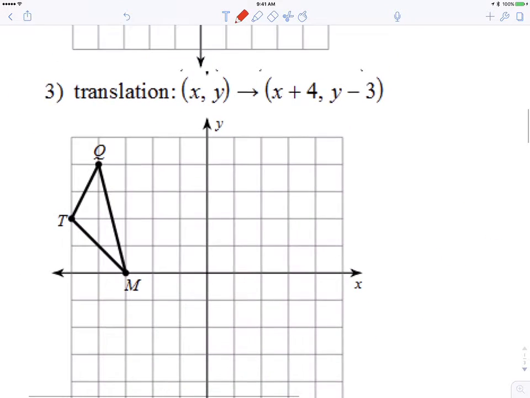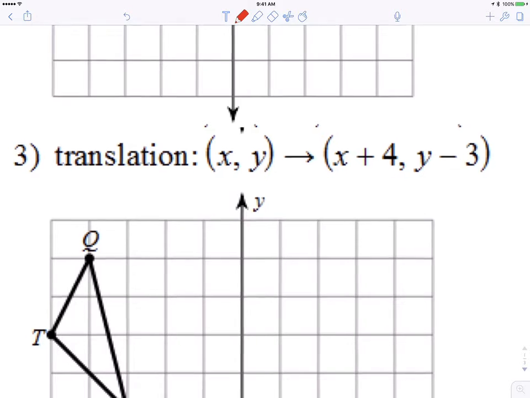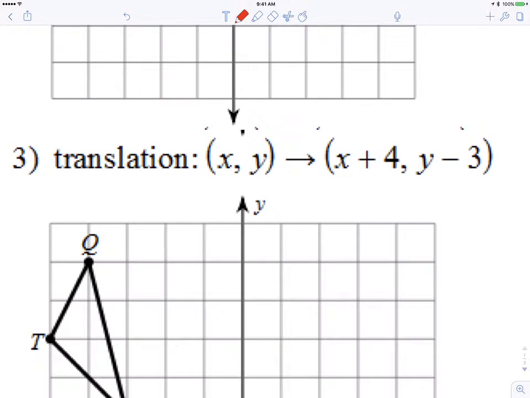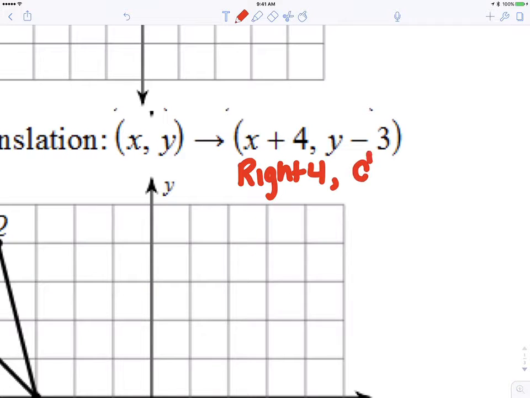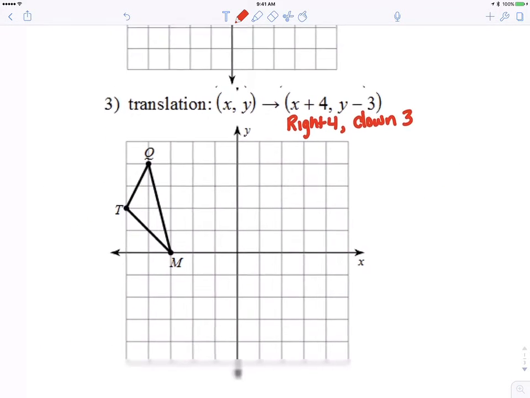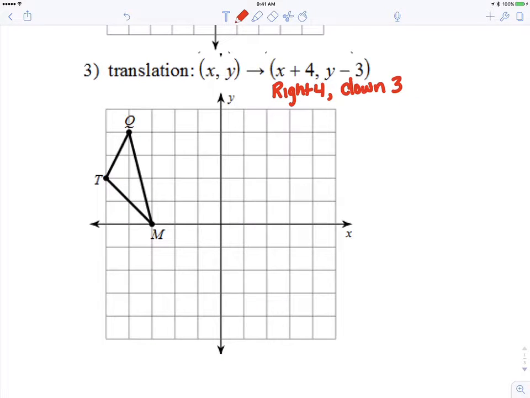Let's try it again. First, let's figure out what this translation means. So x, y goes to x plus 4, y minus 3. So I'm going plus 4 in the x direction. So that means I'm going right 4. And then I'm going minus 3 in the y direction. So that means I would move down 3. All right, now that I know how I'm moving, I'm going to move each point one at a time. So Q will go to the right 4 and down 3.